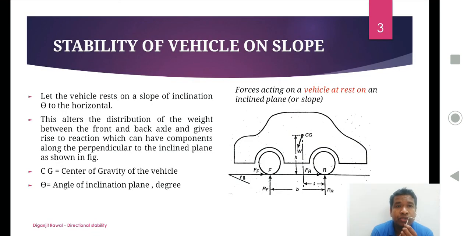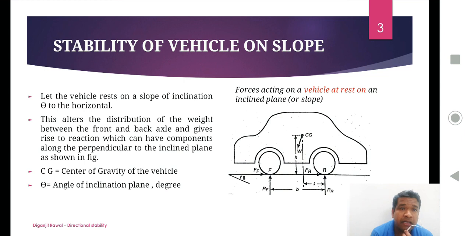Next, here is the figure which shows the forces acting on a vehicle at rest on an inclined plane or slope. Let the vehicle rest on a slope of inclination theta to the horizontal. This alters the distribution of the weight between the front and the rear axle, and gives rise to reactions which can have components perpendicular to the inclined plane as shown in the figure. CG is the center of gravity of the vehicle, and theta is the angle of the inclined plane in degrees.